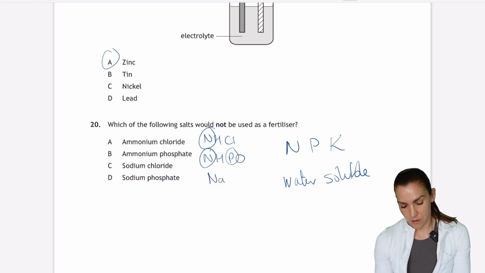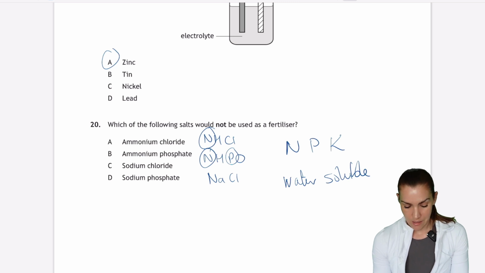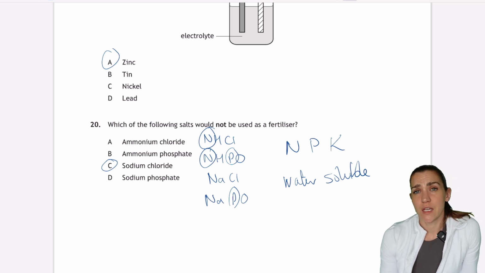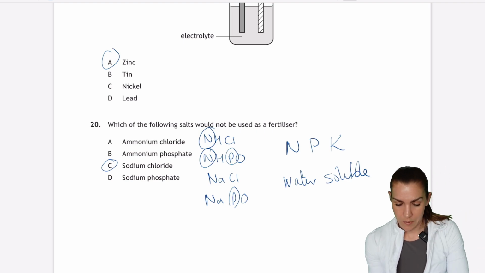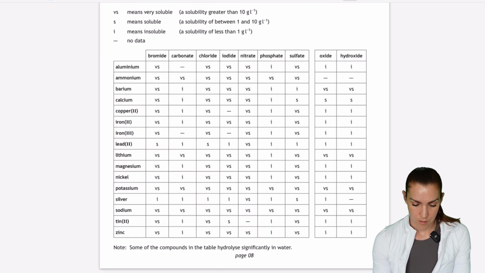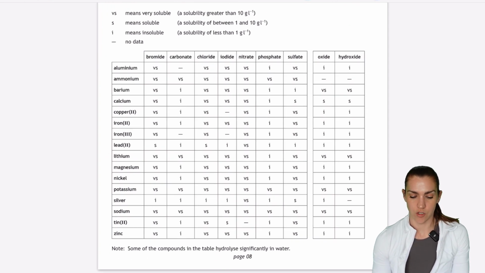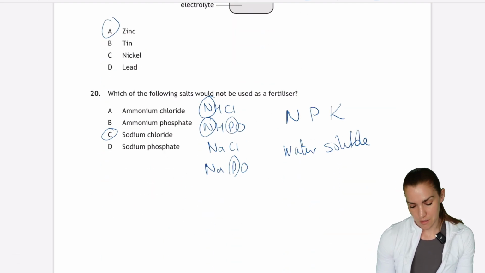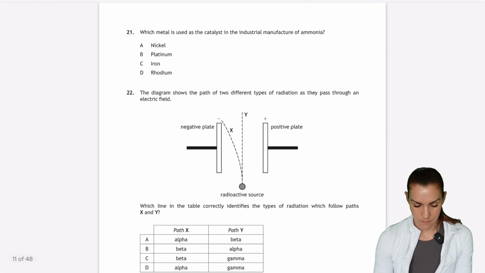Sodium chloride would be sodium and chlorine, so that doesn't have any. And then sodium phosphate is sodium and then phosphorus and oxygen, so it's got the phosphorus. So the one that's not suitable would be sodium chloride because it doesn't have any of the essential elements for plant growth. If all of them had one of the essential elements for plant growth, then you would go and look at the solubilities table and check to see if there were any that were insoluble. You would look up here and see, but you should find that all of those substances are actually soluble, so the solubility isn't the issue there, it's the element that's in it.